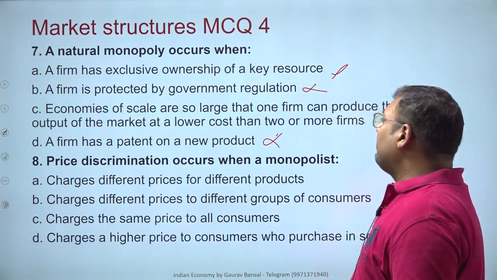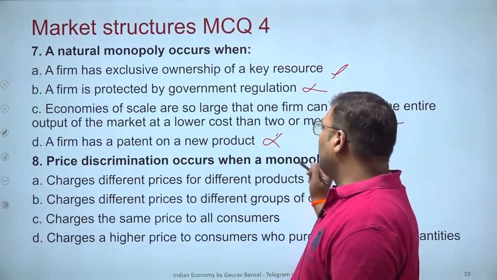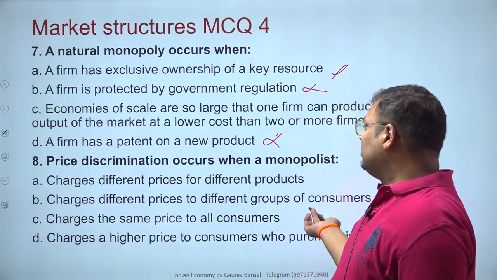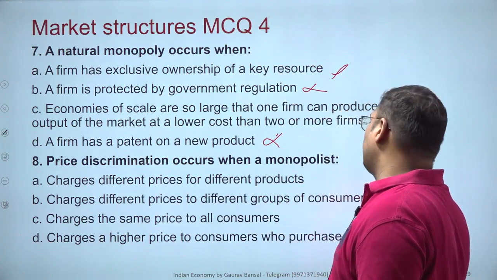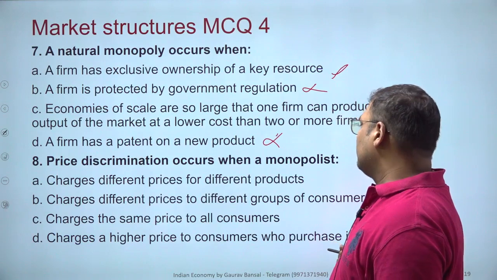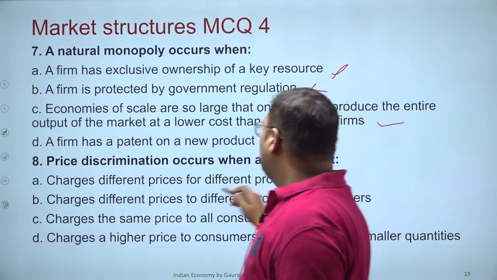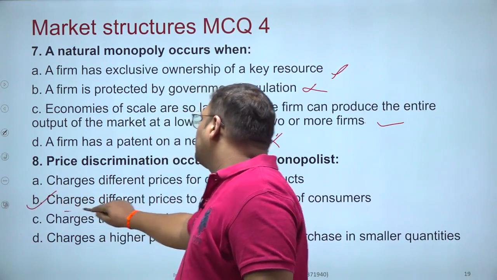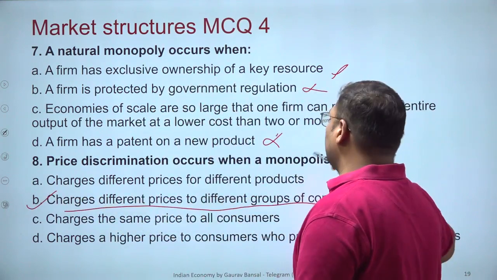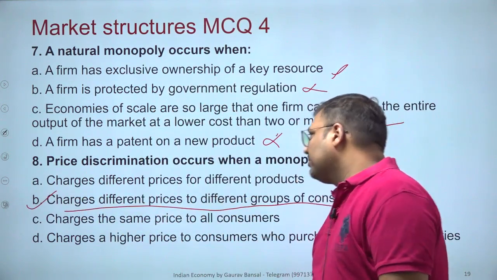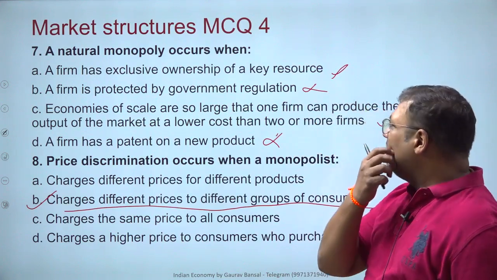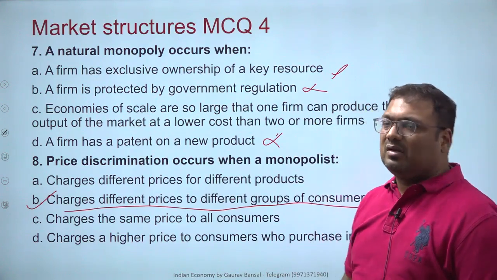C. Price discrimination occurs when a monopolist charges a different price for the same product. Yes, B is the answer. Charges a different price to different groups of consumers. Okay, so B is the answer. That is how we define price discrimination.